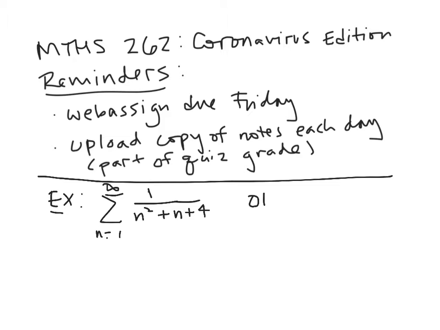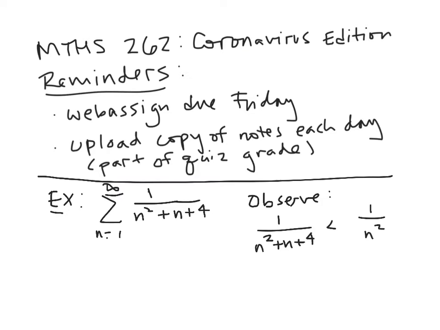So observe the following. Observe that this fraction is always less than this other fraction right here. You see that the n squared is smaller than the n squared plus n plus 4. Therefore, when you put them in the denominator, you see that 1 over n squared plus n plus 4 is less than 1 over n squared.